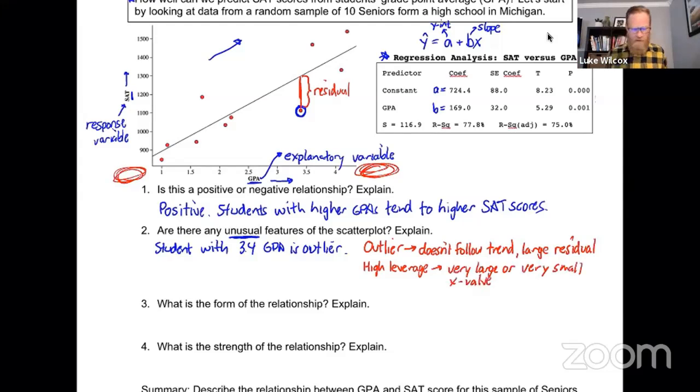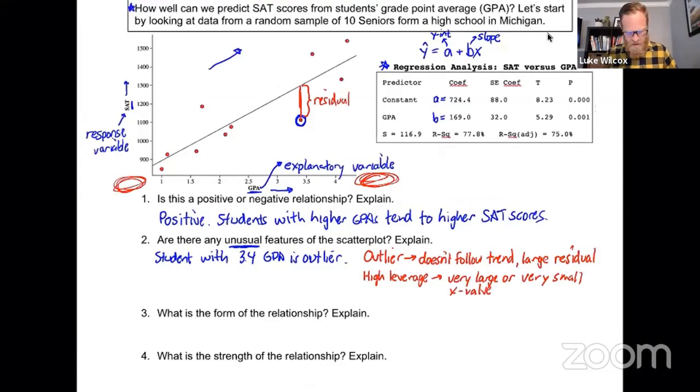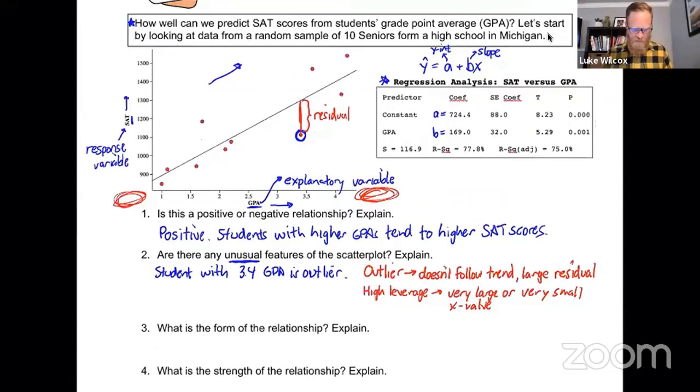So you're looking for a dot that's sort of far away from the rest of the dots in the positive X direction or the negative X direction. And we don't tend to have that here in the picture. Most of the dots are fairly clumped together. We don't have one that's way far off on the right or way far on the left. So I wouldn't indicate here that we have any high leverage points.